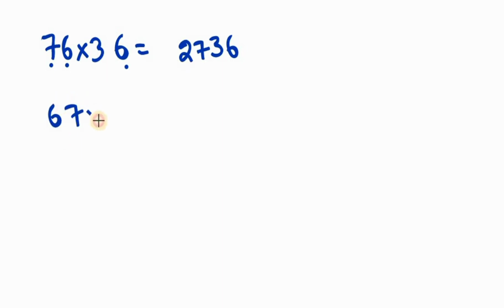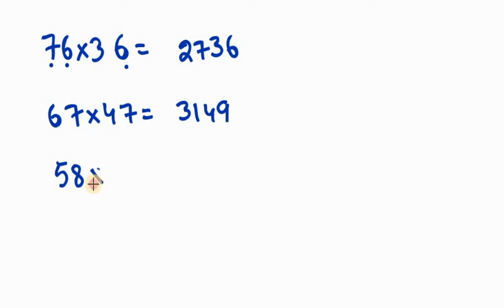So let us check some other example here. 67 into 47. 6 4s are 24. 24 plus 7, 31. 7 7s are 49. So very simple. So now let us check some other example.